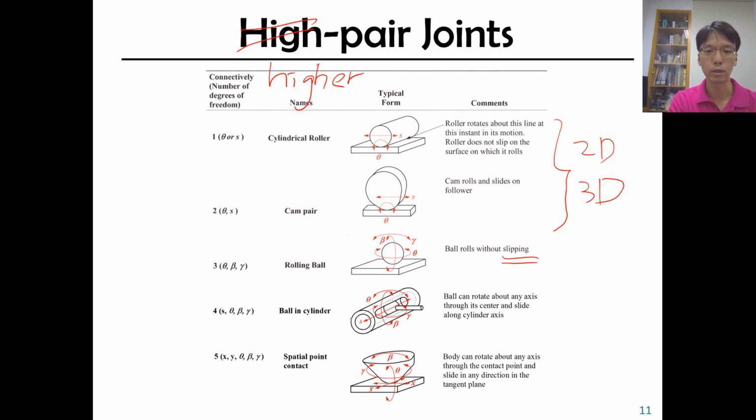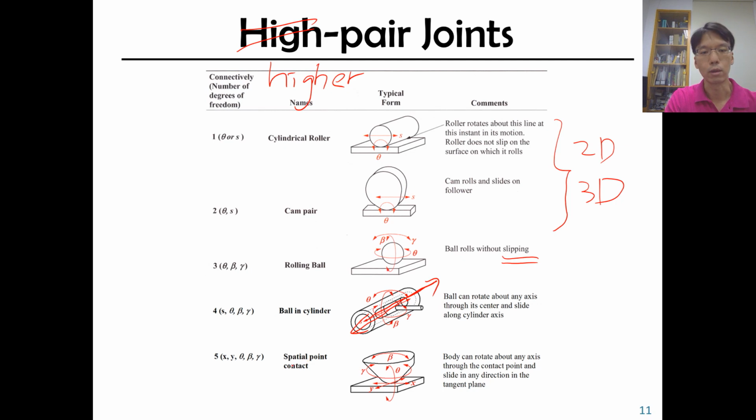The ball in cylinder allows sliding. It can rotate within the tube, but it can also move along this S direction. So it has one more movement than the previous one. So 4 degrees of freedom.